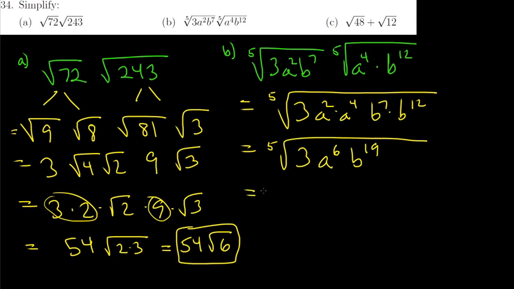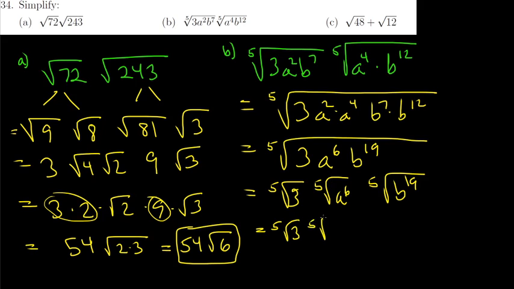All right, now we have the fifth root of 3. There's nothing you can do with that. But the fifth root of a to the 6, we can simplify that. And the fifth root of b to the 19, we can simplify that, right? So this is just the fifth root of a to the 5 times the fifth root of a to the 1. And then we have the fifth root of b to the 15 times the fifth root of b to the, so 19 minus 15 is 4.